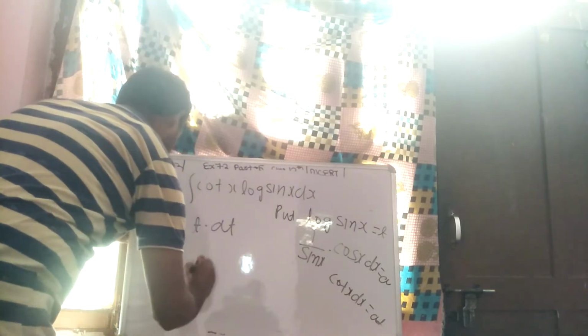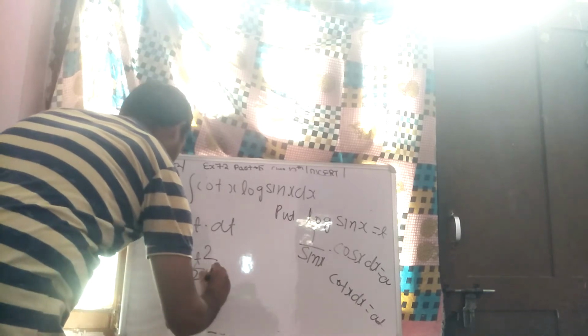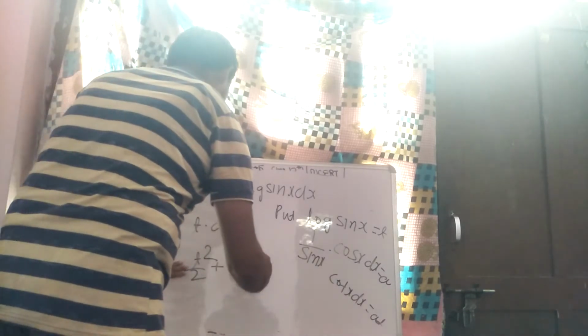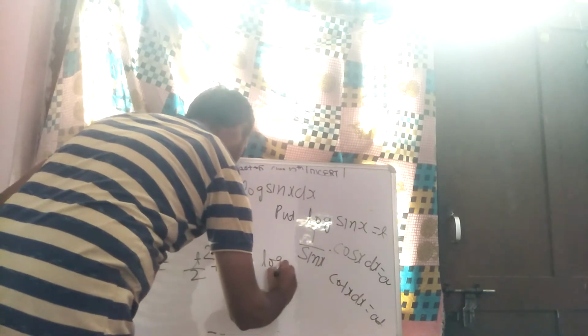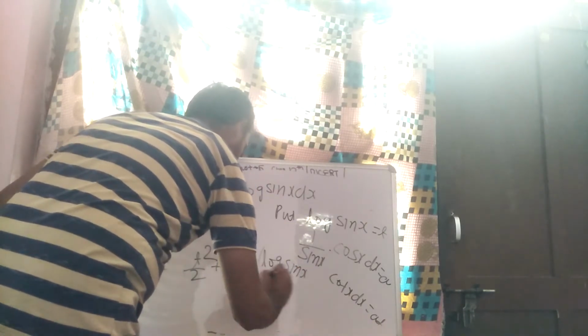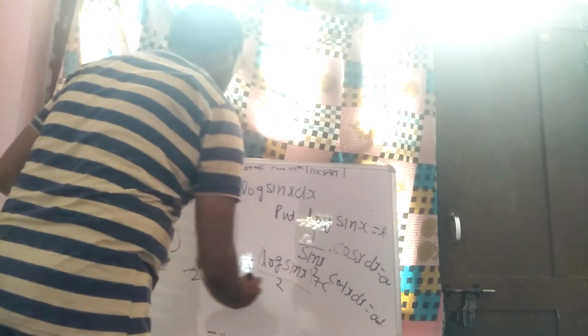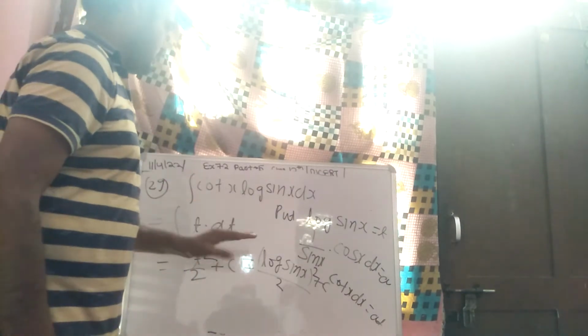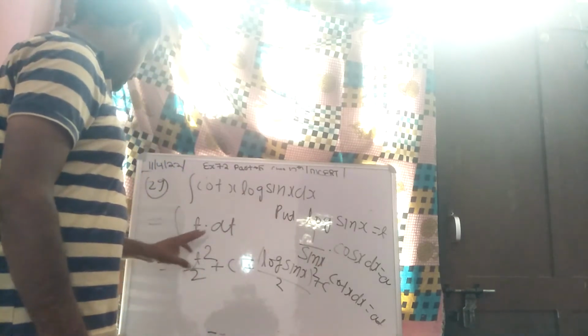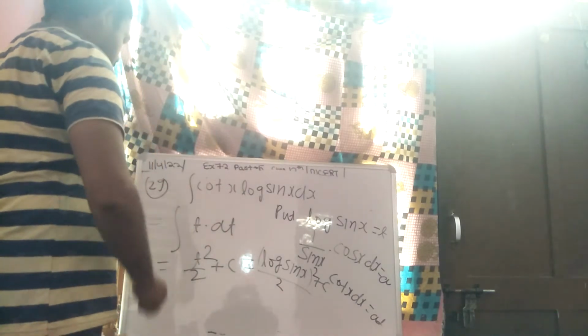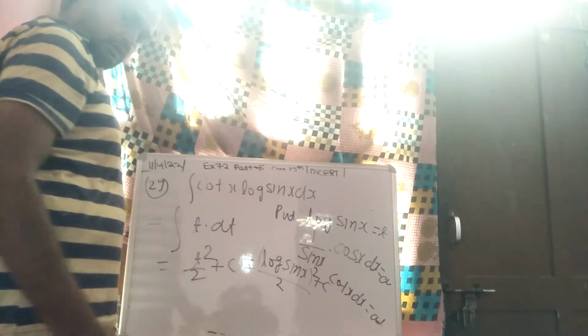So t into dt, this is very easy, t square upon 2 plus c. We also substitute what t is, so log sin x whole power 2, upon 2, plus c. We have to explain and check cot x log sin x into dx. Put log sin x equal to t, and by the chain rule 1 upon sin x into cos x dx equals dt. So t into dt gives t square upon 2 plus c. This is also good.